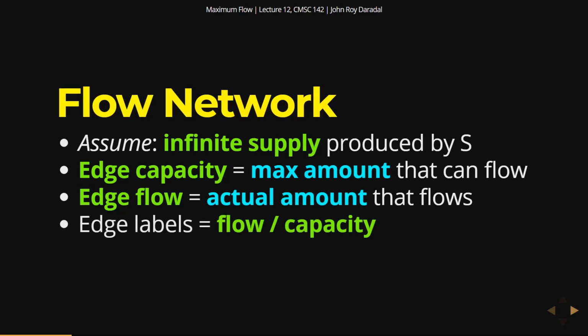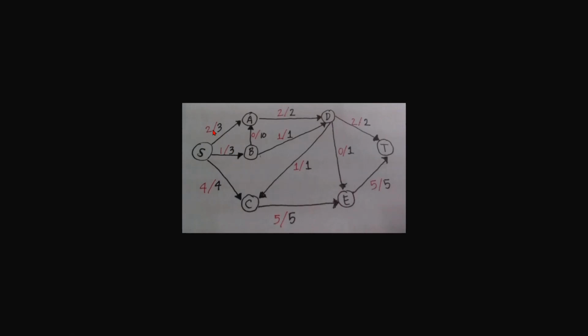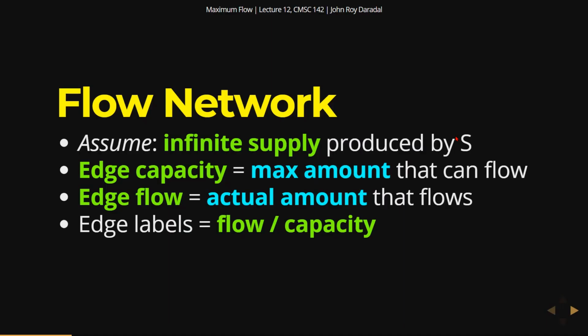For our edges, we usually label them with flow over capacity. If we go back here, we have 2 over 3. This means that there was a flow of 2 over the capacity of 3, for edge SA. And then for DE, this is 0 over 1, so there was no flow for this edge with capacity of 1. So that's usually the edge label, flow over capacity: the actual amount over the maximum.